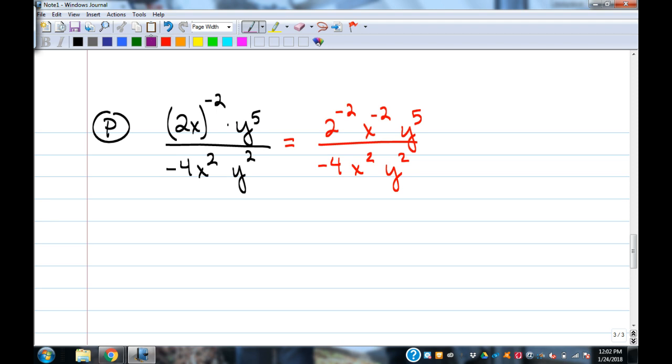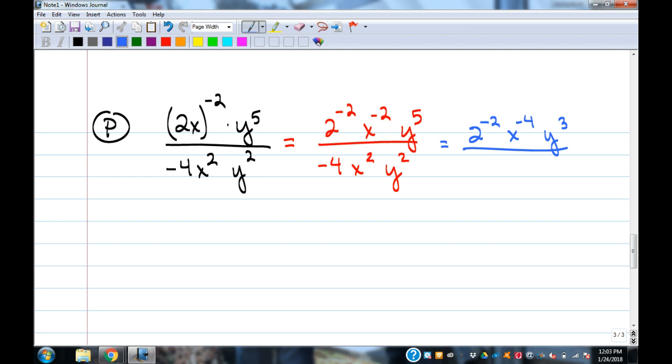Now what? Subtract the things that have the same base. So -2 minus 2 would be, where's that go? Bottom or top? Top. So we've got 2 to the -2, x to the -4. What about the y's? 5 minus 2 is 3. Where's that go? On the top. Always. When you do that subtraction property or the quotient property of exponents, your answer is going to go to the numerator, and we'll fix it from there.